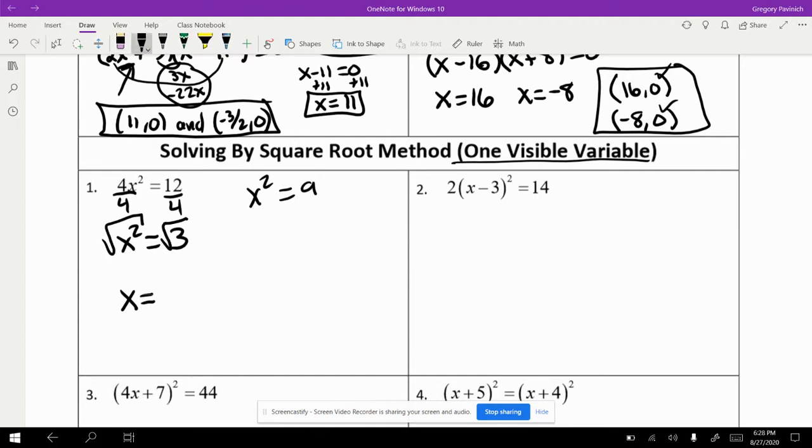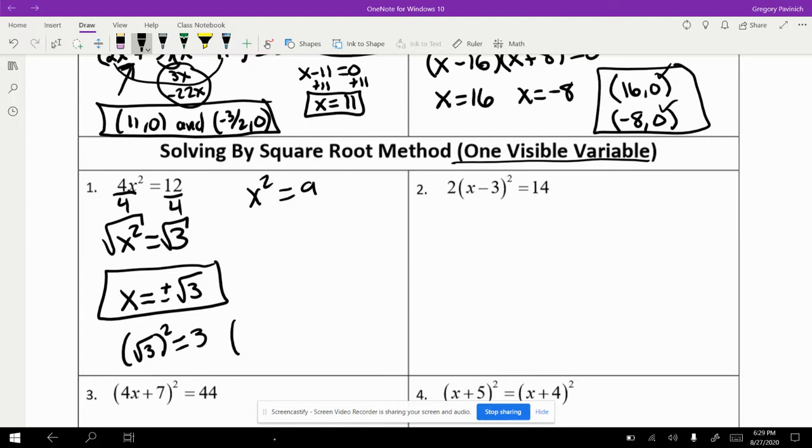However, what you don't want to make is a careless mistake and forget that there are two solutions here, positive and the negative, right? So if I square the square root of 3, then guess what? Square root of 3 times square root of 3 is 3. If I square negative square root of 3, negative square root of 3 times negative square root of 3 is positive 3. Okay? So don't forget the plus and minus.